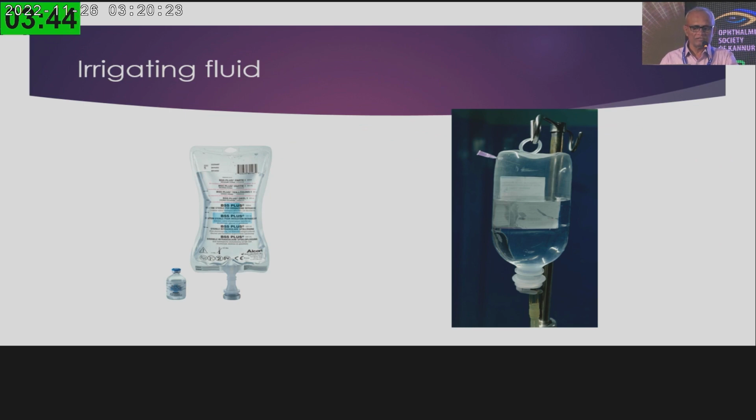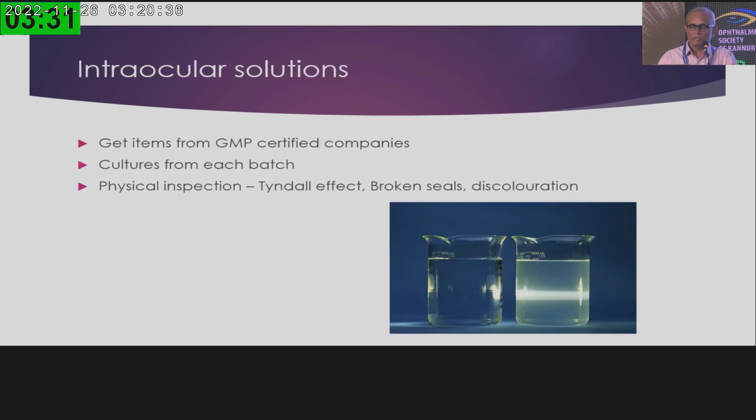Irrigating fluid, the best one is the collapsible bottle. And if you are using a plastic bottle like this, most people put an airway there, but the airway should not be kept at the bottom, it should be kept at the top, above the fluid level.